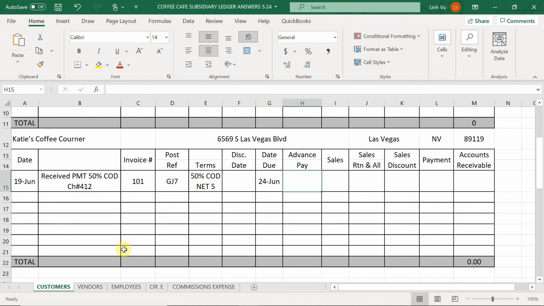No. Didn't she pay? No. Then the COD is not considered advance payment in this case, right? This happened on the day that they delivered. So we never collected money from Katie prior. We only collected money after we delivered the coffee to her. So in this case, there's no advance payment here.